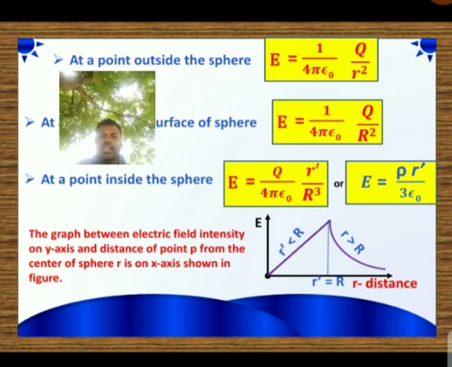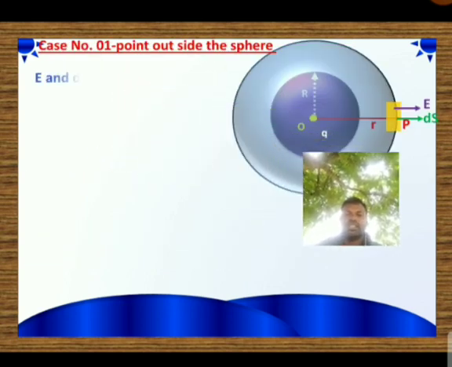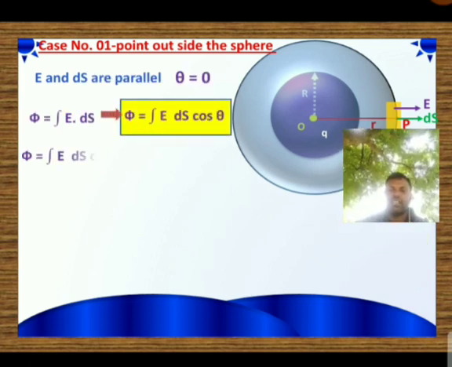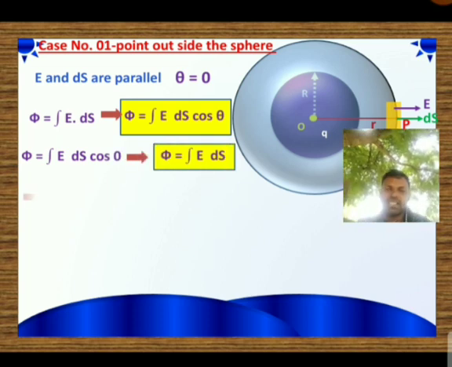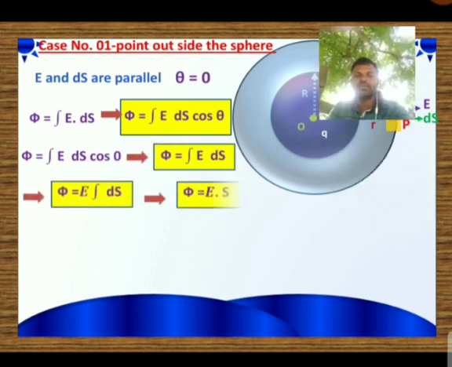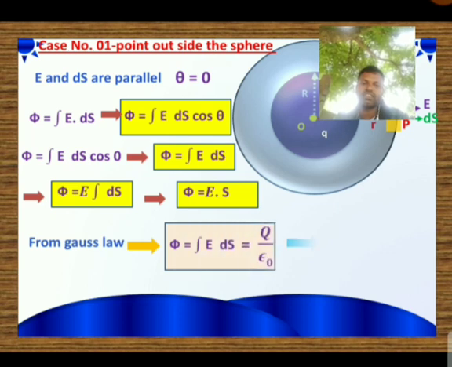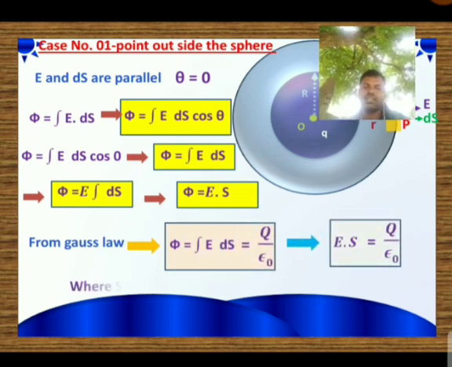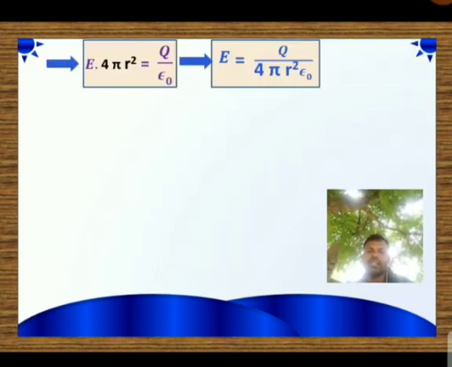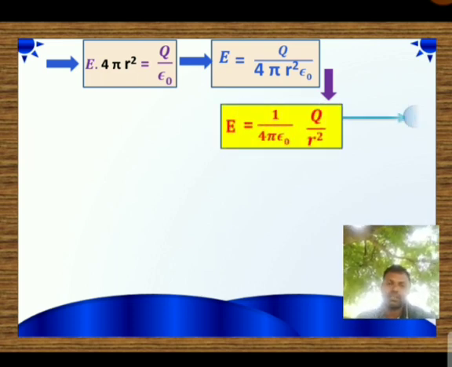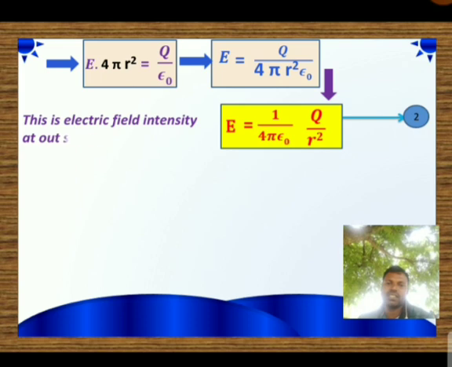See here, again we derive the same story. Generally in case number 1, what I did, I found the electric flux. Generally the flux formula is integration of E dot ds. You will get E into S. What is S? Surface area. Now using Gauss law, equate these two, then what will I get? E is equal to 1 by 4 pi epsilon naught q by r square. This is the electric field intensity at a point outside.